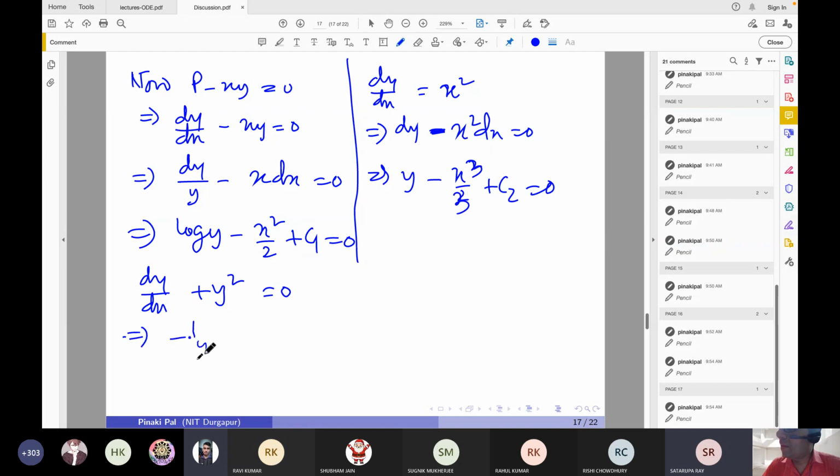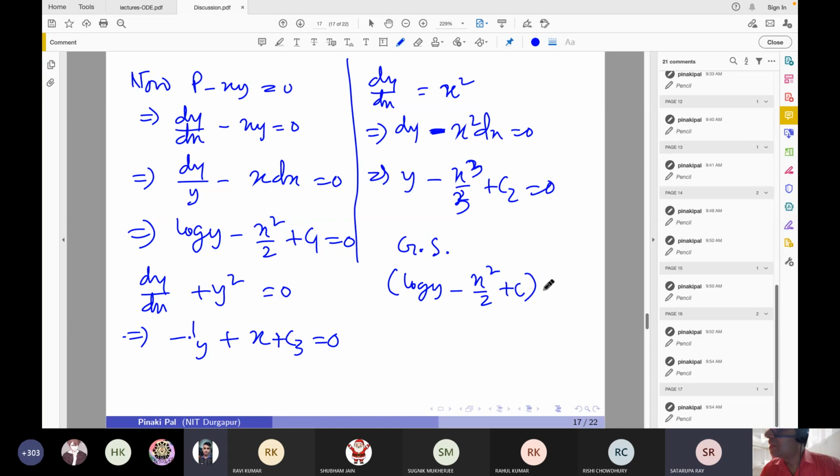Then minus 1 by y plus x plus c3 equal to 0. This is the equation. Therefore, the general solution is (log y minus x square by 2 plus c1) into (minus 1 by y minus x cube by 3 plus c2) into (minus 1 by y plus x plus c3) equal to 0. So this is the procedure by which we can solve an ordinary differential equation of first order but of higher degree, which can be separated, which can be solved for p.